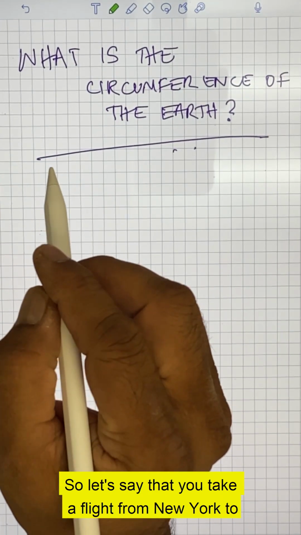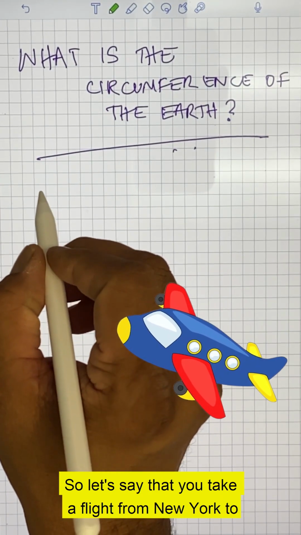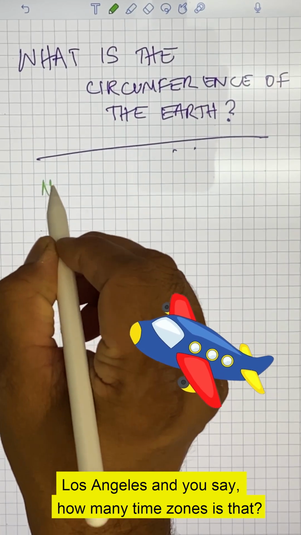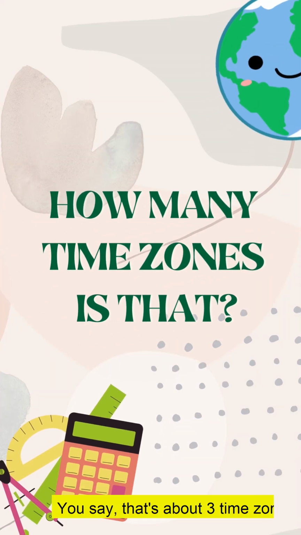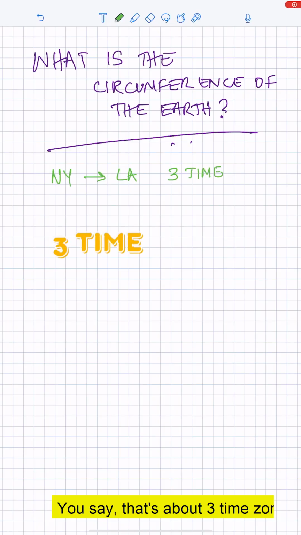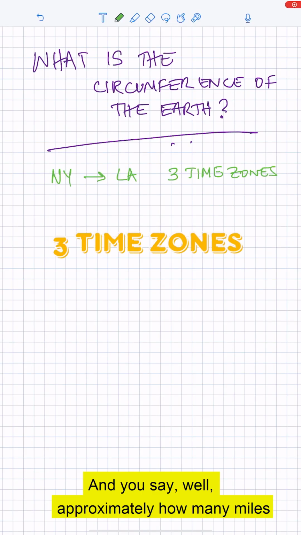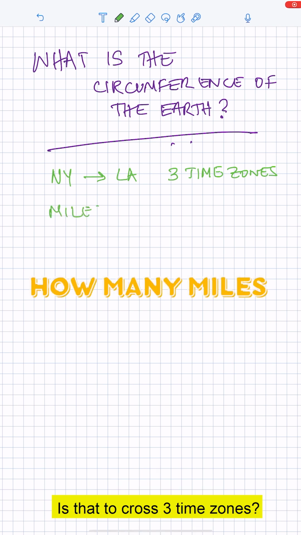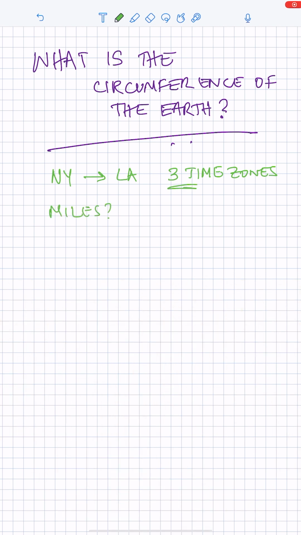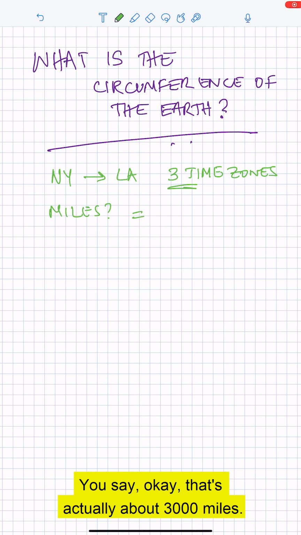So let's say that you take a flight from New York to Los Angeles, and you ask, how many time zones is that? You say that's about 3 time zones. And you ask, approximately how many miles is that to cross 3 time zones? You say, okay, that's actually about 3,000 miles.